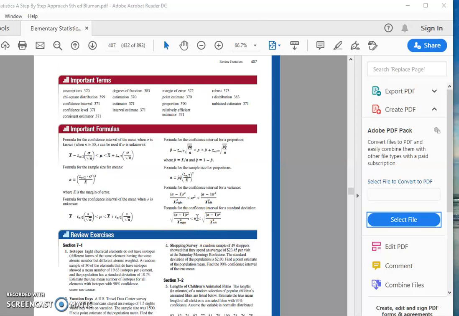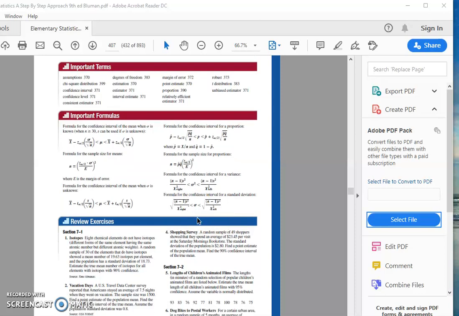These are the important formulas. I'm trying to adjust this here. Give me a second. Technical difficulties.